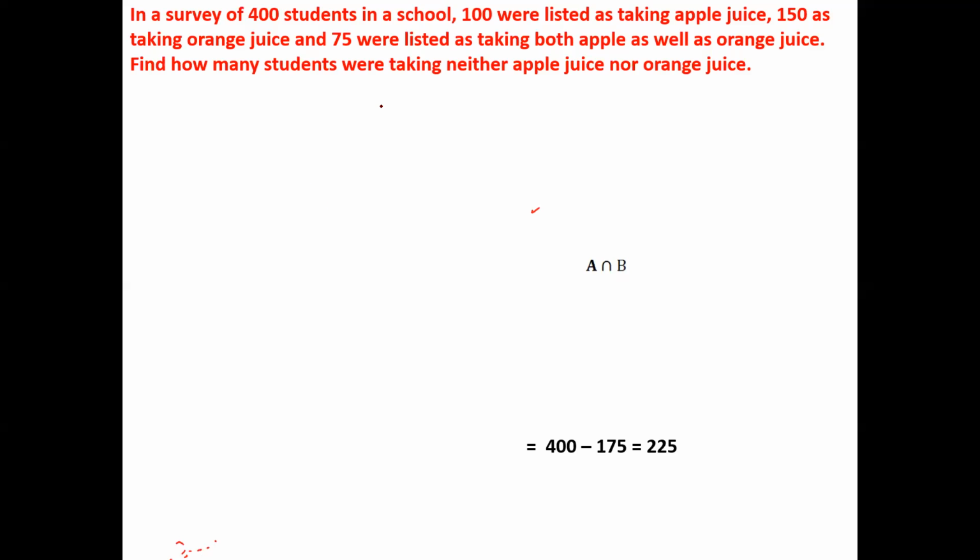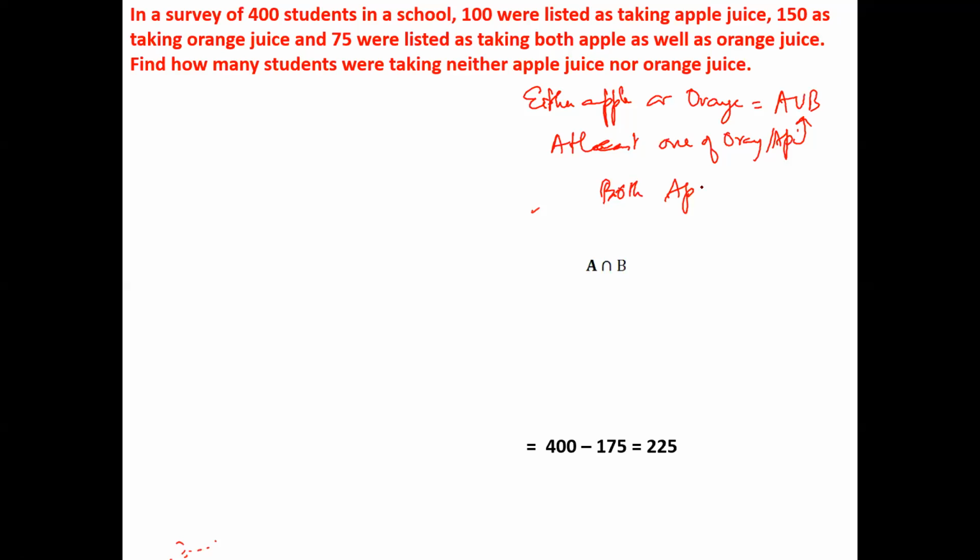juice. In set language, there is one English to set language translation. When I say either apple or orange in English, that means A union B, N of A union B. Or we say at least one of apple and orange juice. I drink at least one of the juices, one of orange or apple. That also means A union B. Both apple and orange. This is A intersection B.